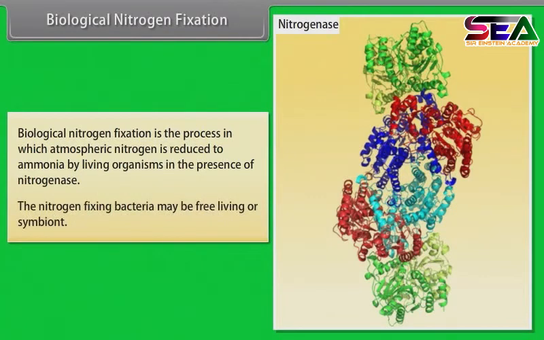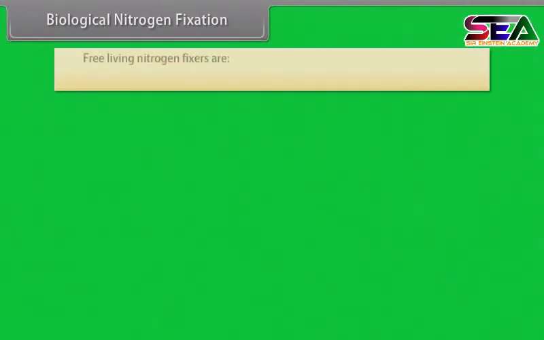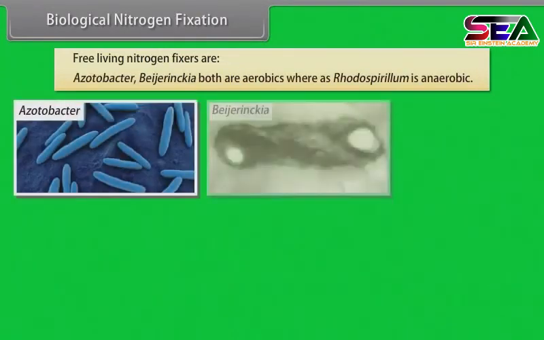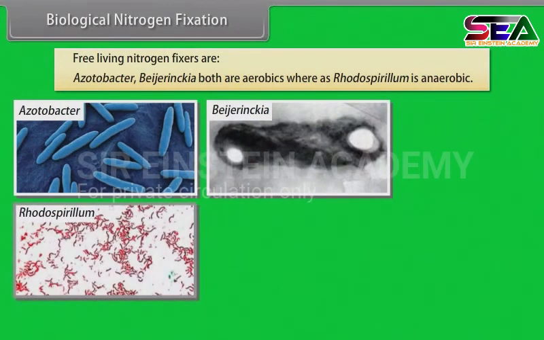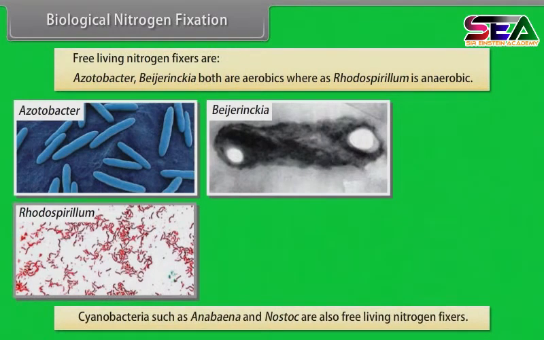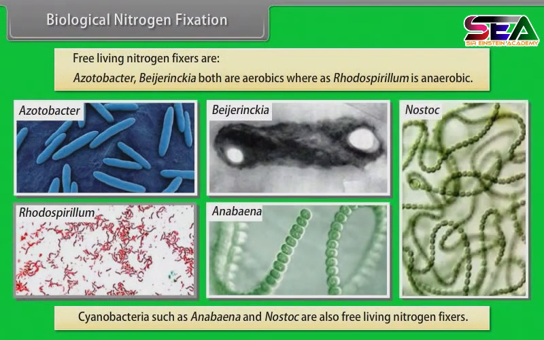The nitrogen-fixing bacteria may be free-living or symbiont. Free-living nitrogen fixers are Azotobacter and Beijerinckia. Both are aerobic, whereas Rhodospirillum is anaerobic. Cyanobacteria such as Anabaena and Nostoc are also free-living nitrogen fixers.